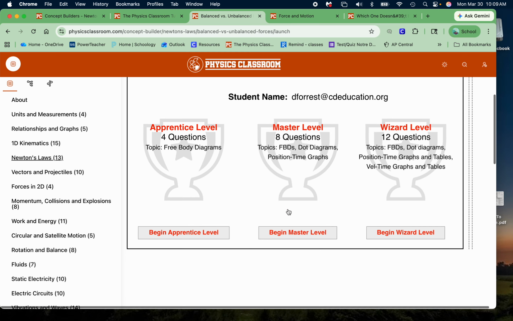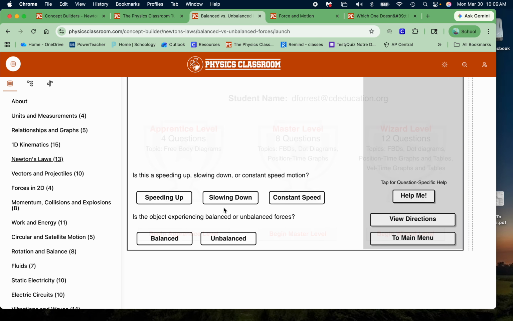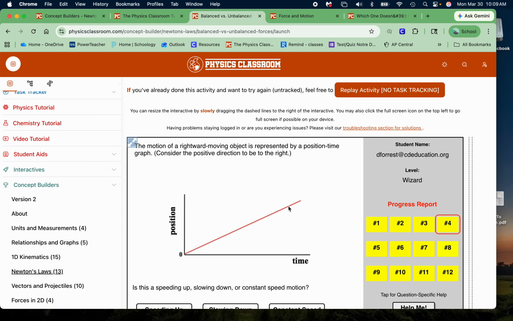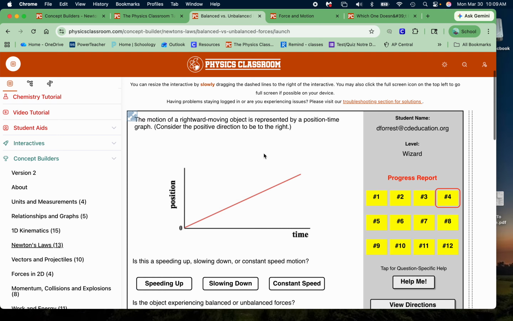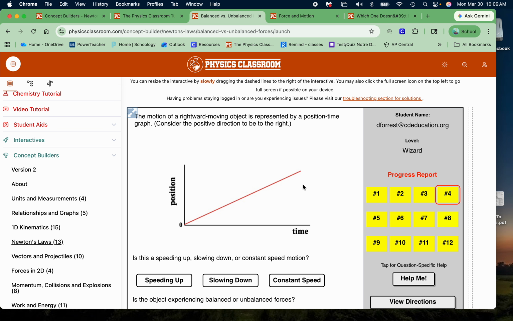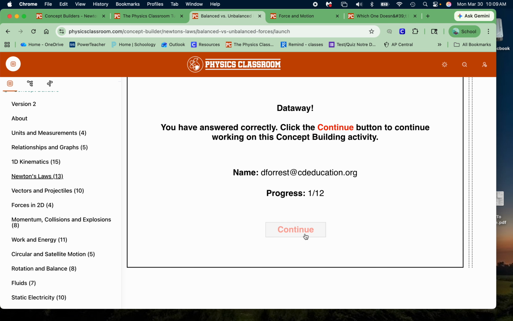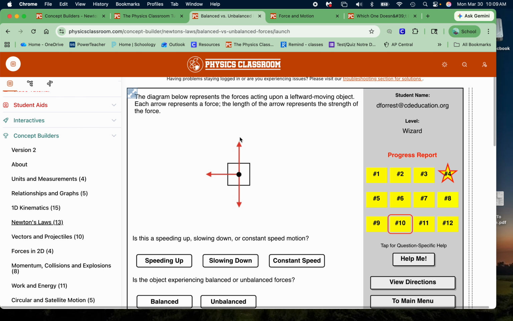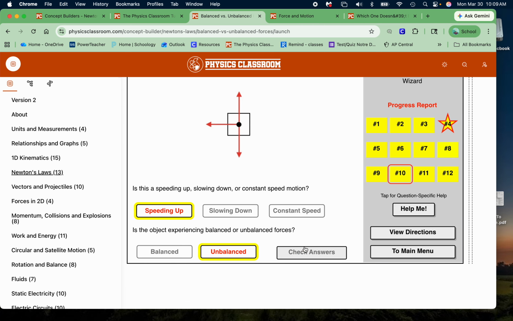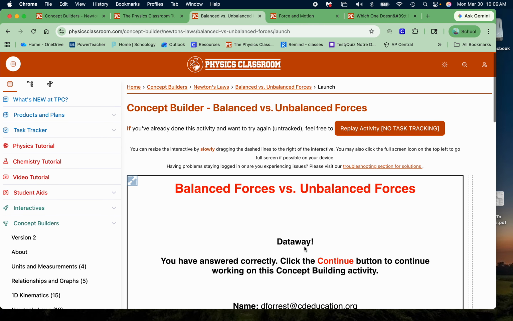You do not want to go back before you finish a level, by the way. In this case, again, there's just 12 different scenarios. This is a position time graph. It says it's moving rightward. If the position is changing at the same rate, that's a constant speed, always balanced forces. Speeding up or slowing down, always unbalanced forces. Here I've got an unbalanced force to the left. This is a leftward moving object, so if I have a force to the left and it's already moving to the left, that better be speeding up. There's lots of them kind of like that.